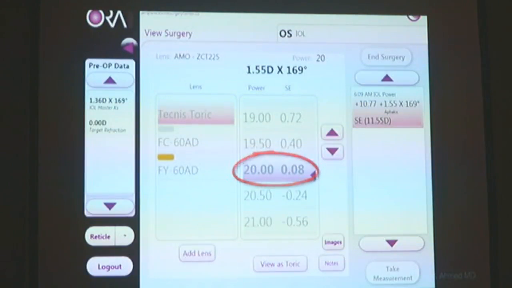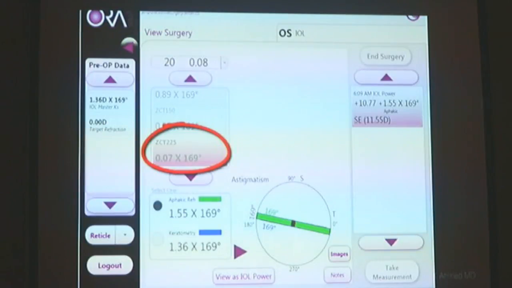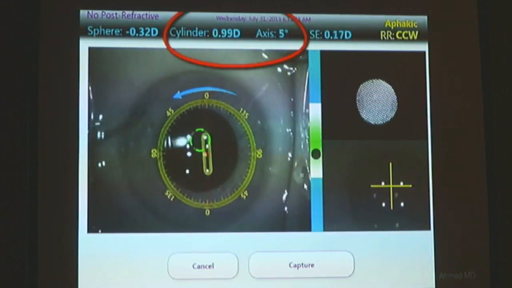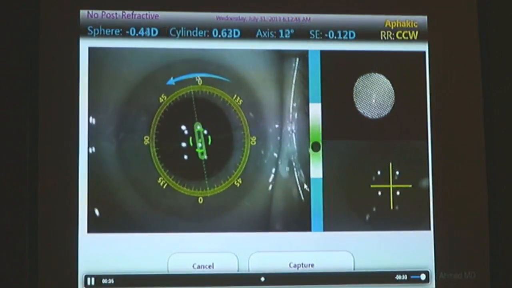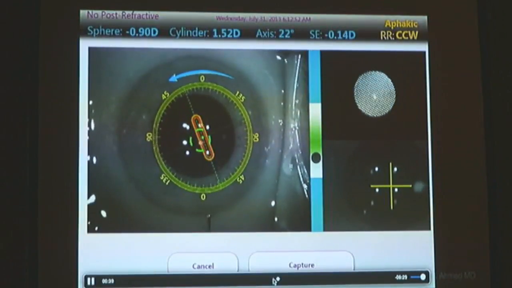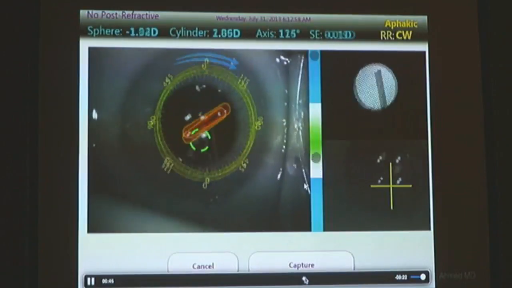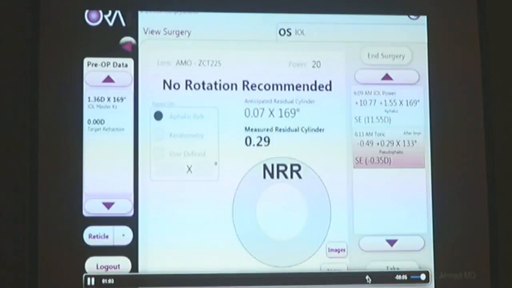This will then identify what the IOL power would be on aphakic, and you match it up with your selection preoperatively as well. Once the lens is put in, you can see the lens is in. The machine is telling us to rotate the lens a bit counterclockwise. Once we have rotated into a position we feel is neutralizing the cylinder, we can then capture here. And once we capture, we see that the residual cylinder is minimal.